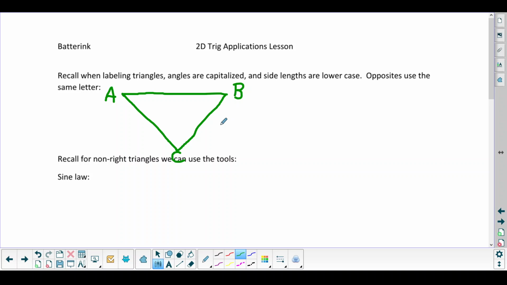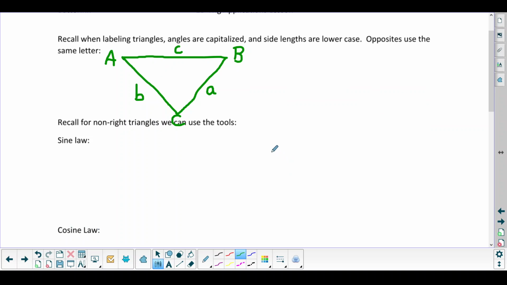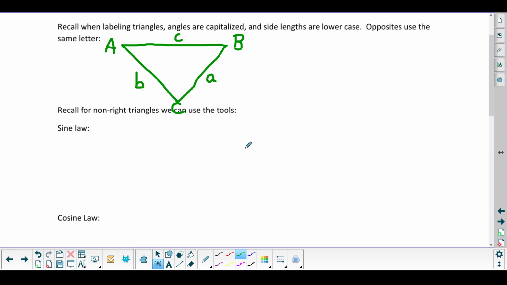And it's important that we use the convention that the capital letter A, the opposite side length, is going to be a lowercase a. Capital letter angle B, opposite side length, lowercase b, and C, lowercase c. So the side length and the angle are always opposite each other. That is important. Okay, so we have some tools we can use that you would have learned in grade 10.